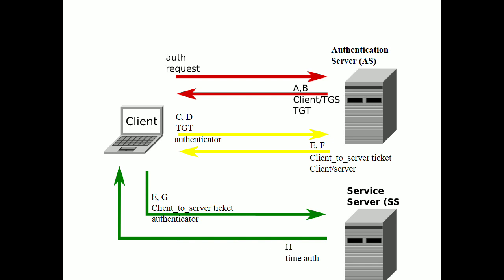Now, the client wants to access a resource over the network which is hosted on a server. But since the client and server do not trust each other directly, they require a third party to establish this trust. And this third party is called the Key Distribution Center or KDC.